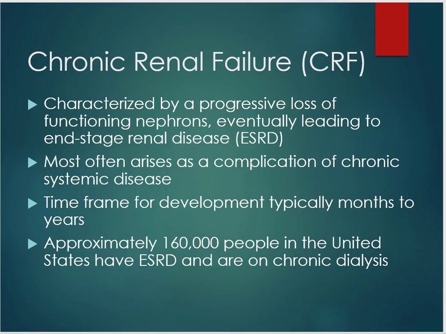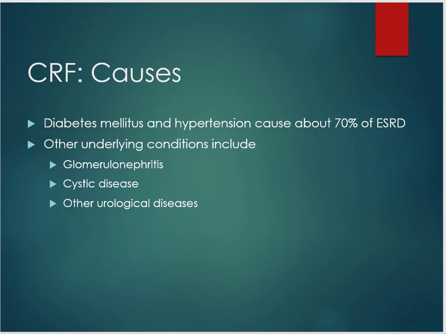So chronic renal failure is the progressive loss of the nephrons and their functioning ability, and it's going to eventually lead to end-stage renal disease, and it often arises as a complication of another systemic disease, and it can take anywhere from months to years to occur. Some of the causes of CRF: diabetes and hypertension are responsible for about 70% of end-stage renal disease. Other underlying conditions: glomerular nephritis, cystic disease, and other urological diseases.